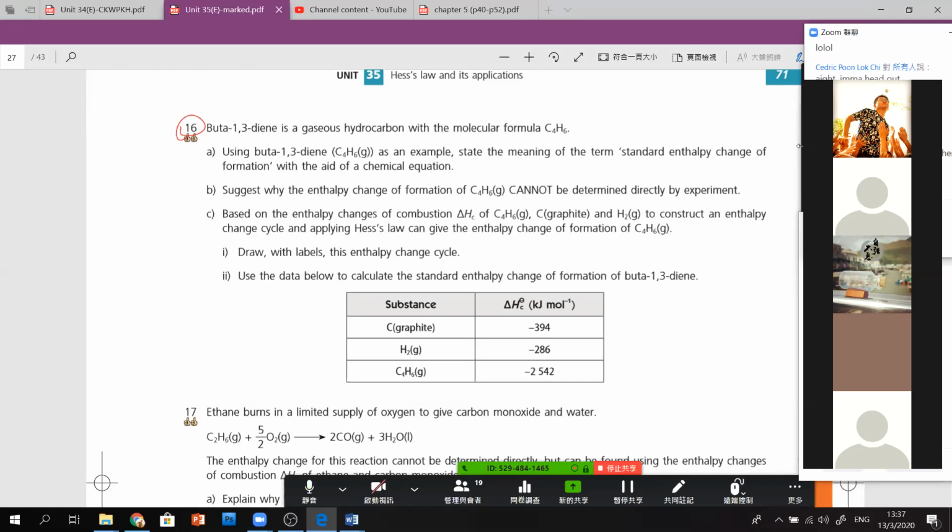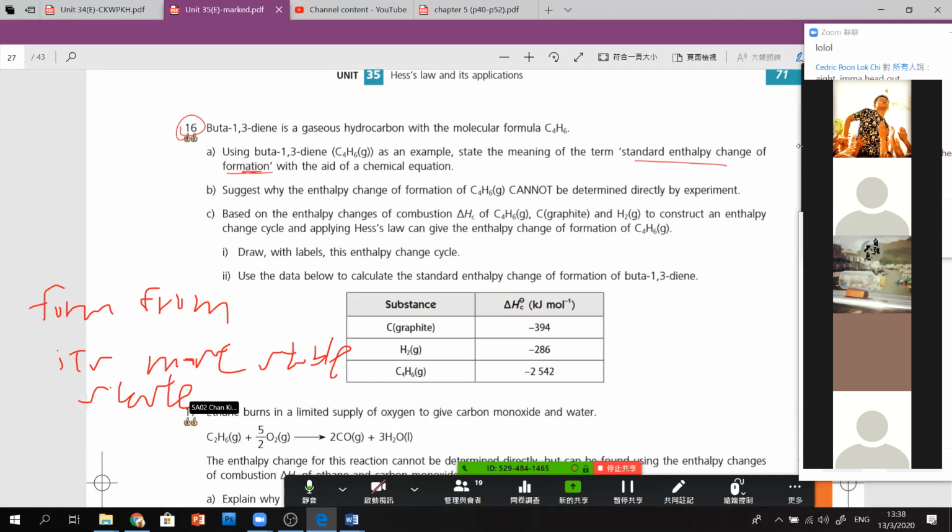So 16A, let's try to do it together. Something about definition: standard enthalpy change of formation with the aid of a chemical equation. So what is meant by the term standard enthalpy change of formation? A very long term, right? So what is that? Chen Wang, have you memorized it? What is meant by standard enthalpy change? Or something you're missing, right? Something missing from elements.